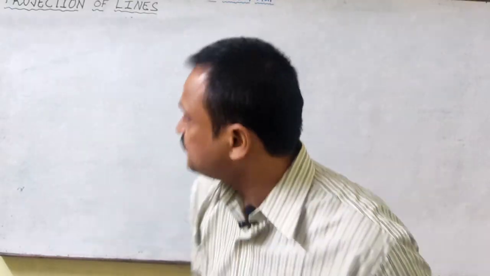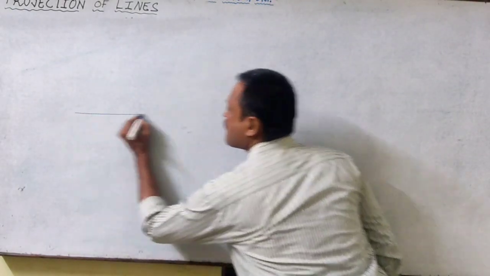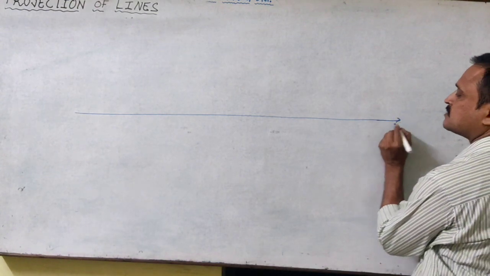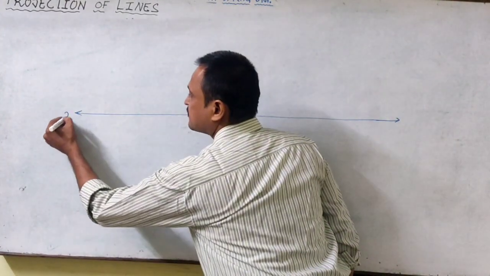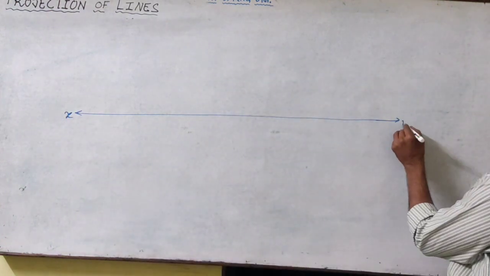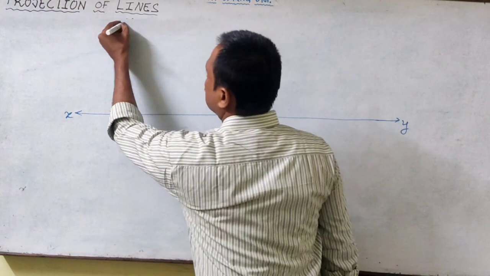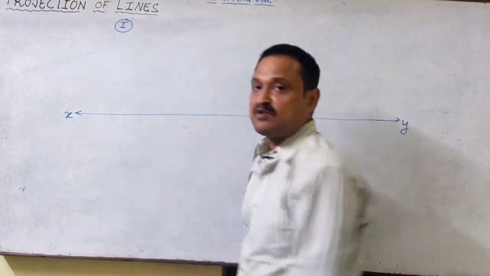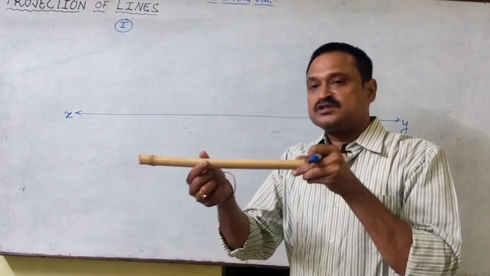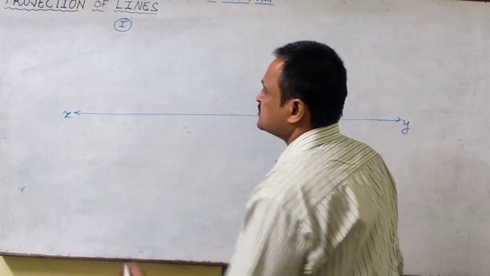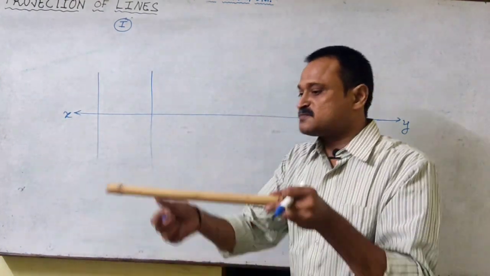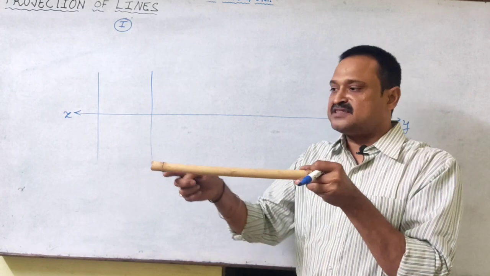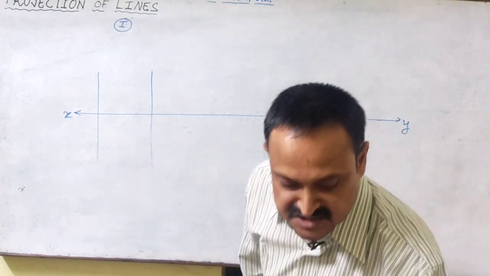Right? So say this is the reference line XY. Now let me talk about the first case, when the line was parallel to both HP and VP. So say this is projector of A, projector of B. The line is parallel to HP and VP, that means heights and widths must be the same.